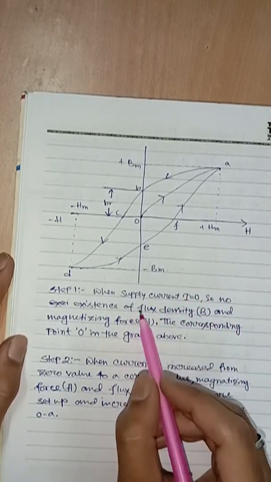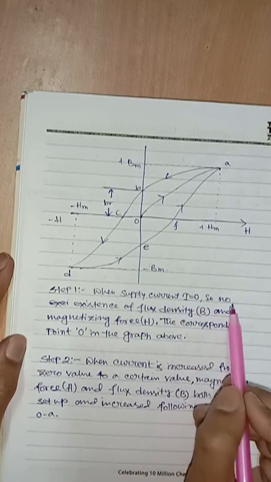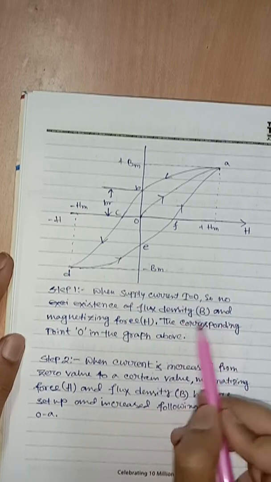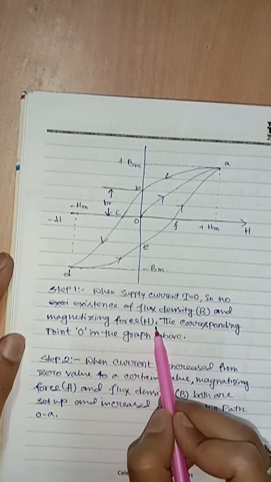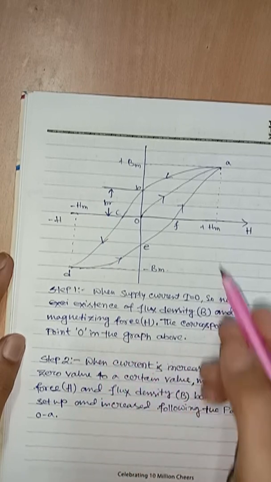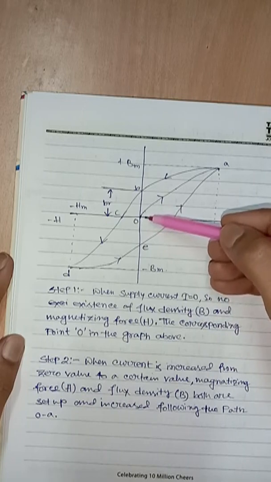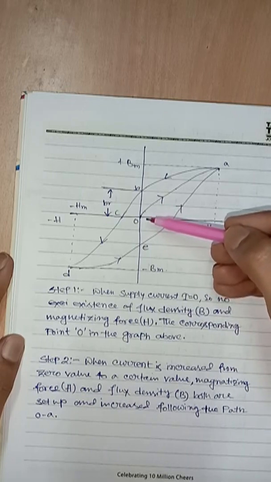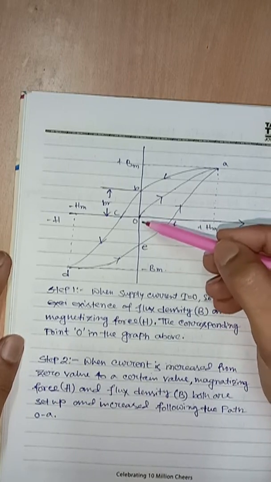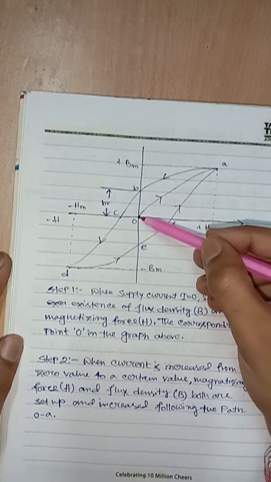In step 1, when supply current I equals 0, there is no flux density B and no magnetizing force H. This corresponds to point O in the graph above. So at point O, when the current is 0, the flux density is also 0 and the magnetizing force is also 0. So this curve starts from the origin.